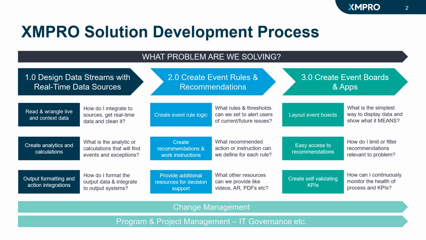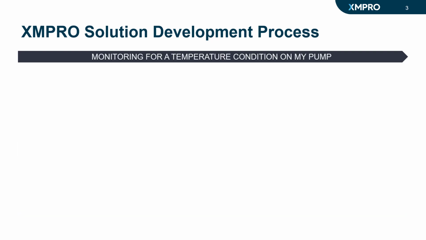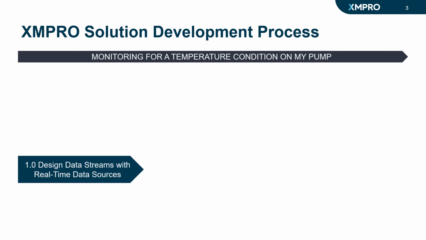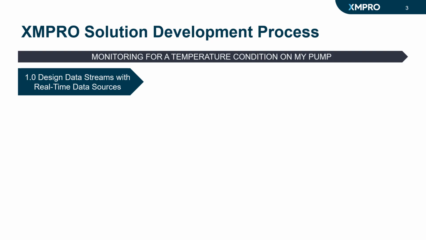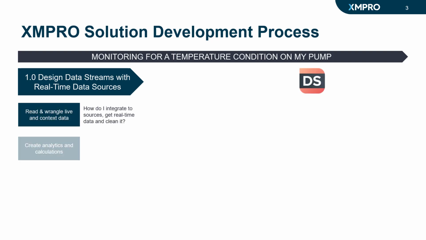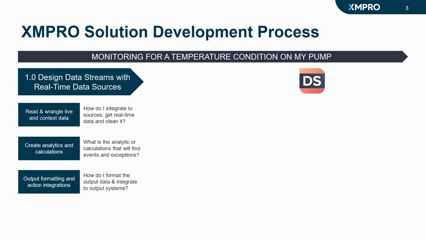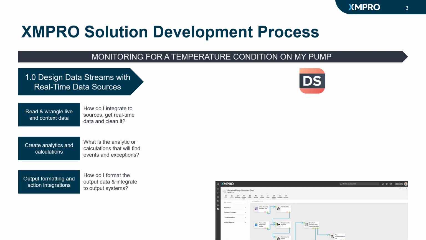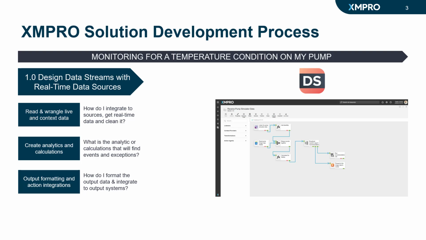So what does this actually look like in practice? The particular problem is, I'm looking for a temperature condition on my pump. So we're monitoring for a temperature condition on my pump. So the first thing is data sources, real-time data sources through a data stream. So where do we actually do that? So we do that in the data stream designer, and we've got an example that'll come up on the screen here. What does that actually look like?